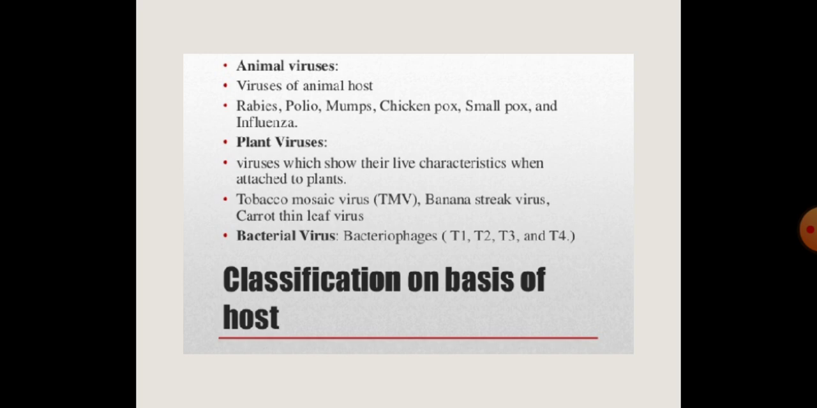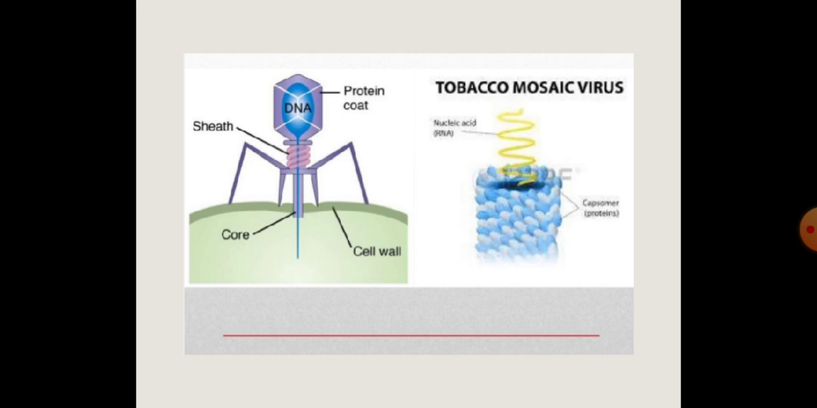You already studied the structure of T4 bacteriophage. It is tadpole shaped, with a head and tail, collar, and base plate with tail fibers, and a central DNA nucleic acid surrounded by a protein coat. Another is tobacco mosaic virus, which has a rod-shaped, helical structure with RNA surrounded by capsomeres. The capsid is made of protein subunits.